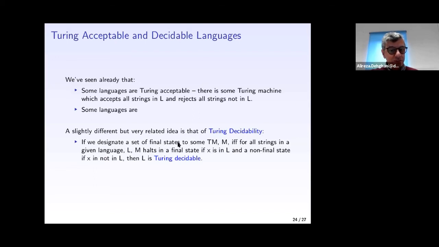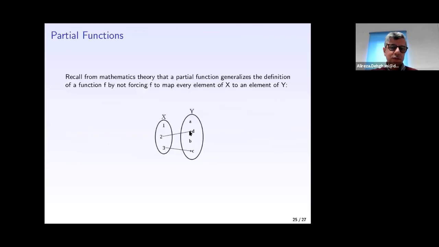If we design a set of final states for a Turing machine such that all strings in a given language L halt in a final state, and if X is not in the language it halts in a non-final state, then L is Turing decidable. So by adding the final state, if the machine stays on the final state when the string is finished, that means the machine is decidable. Otherwise, the machine is not decidable. So that's something beyond it.